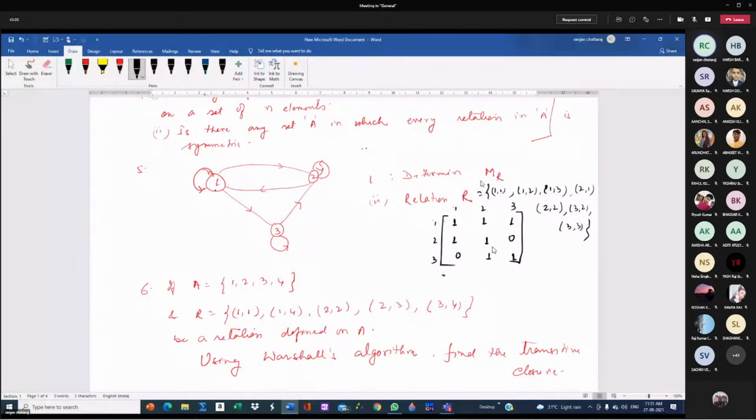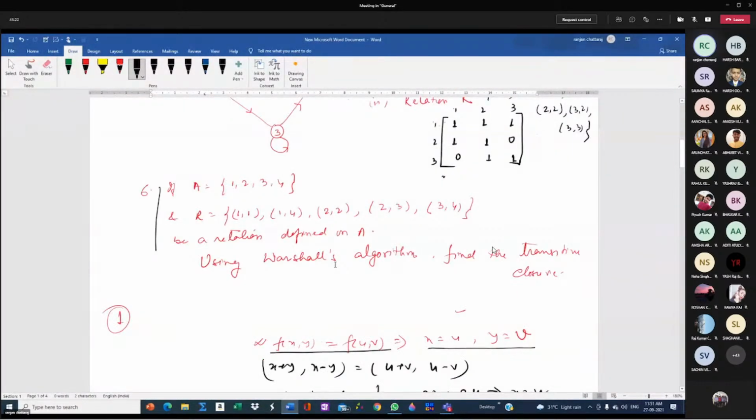This is the lengthy one. Do you remember Warshall's algorithm? Can you solve it right now? Only 5 minutes remain. You have to find the transitive closure using Warshall's algorithm. Without using Warshall's algorithm, you can also find the transitive closure, but it is easier with Warshall's algorithm. Take time, try to solve.